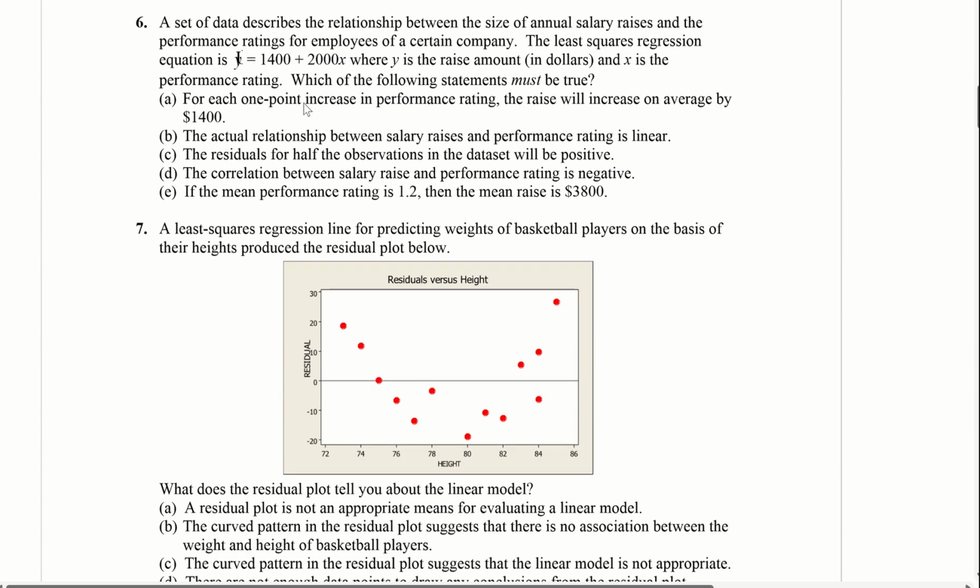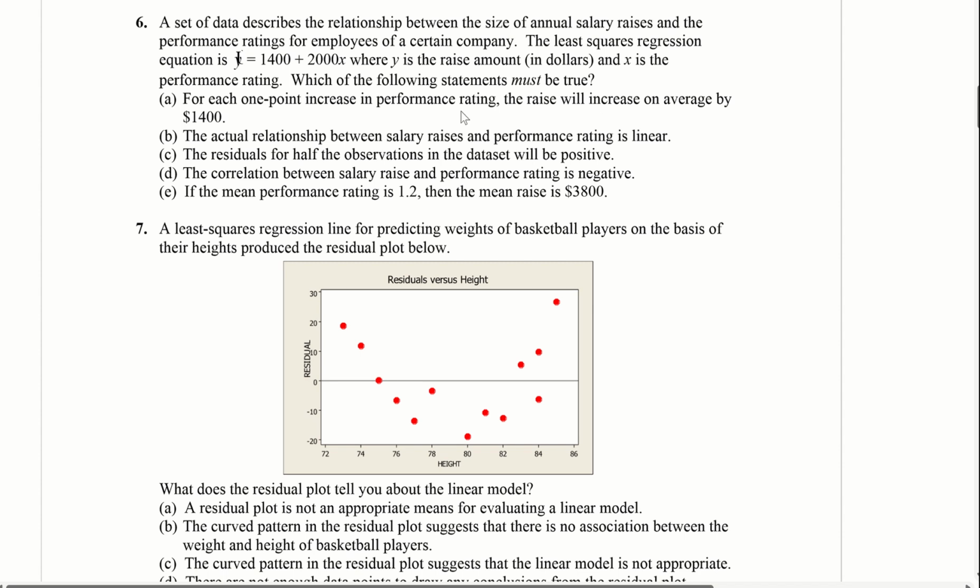All right, number 6. A set of data describes the relationship between the size of annual salary raises and the performance ratings for employees of a certain company. The least squares regression equation is given: y hat equals 1400 plus 2000x, where y is the raise amount in dollars and x is the performance rating. Which of the following statements must be true?